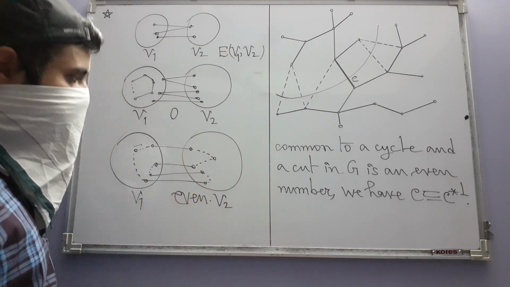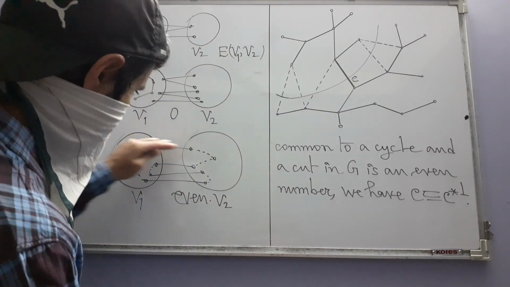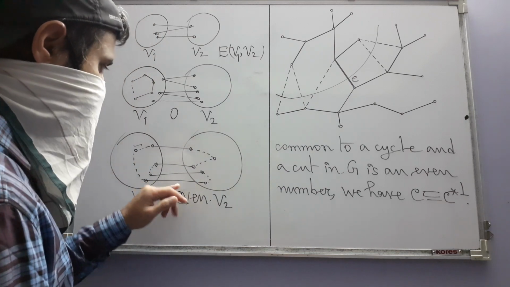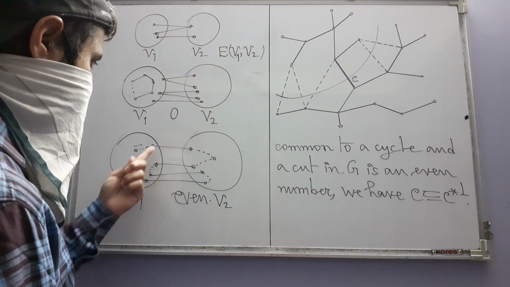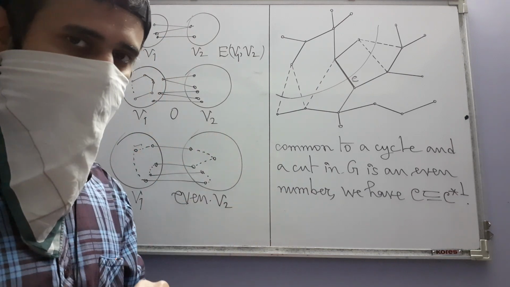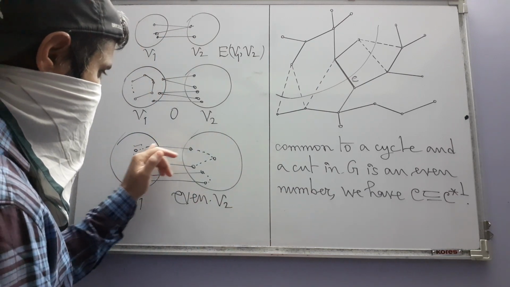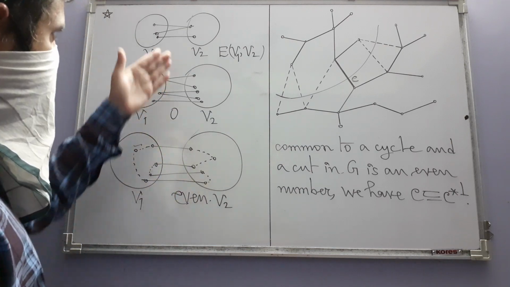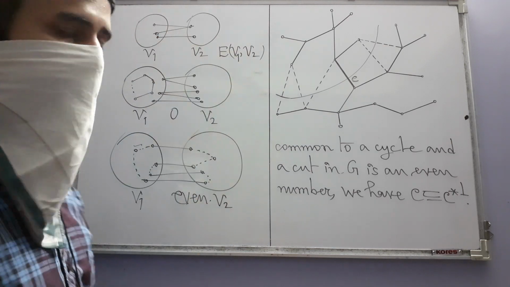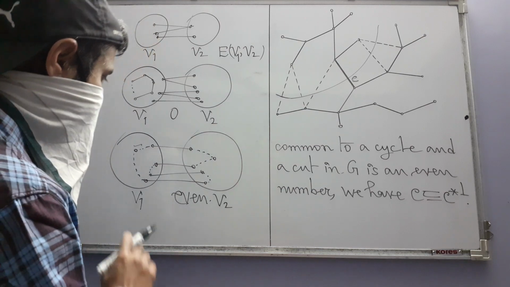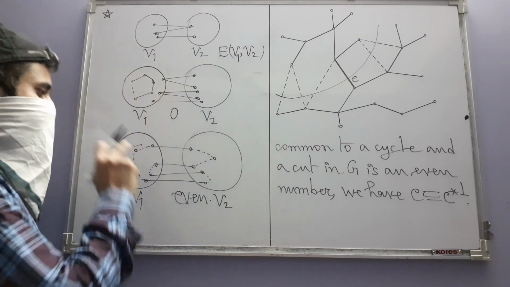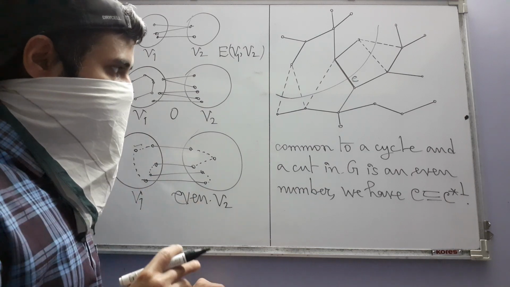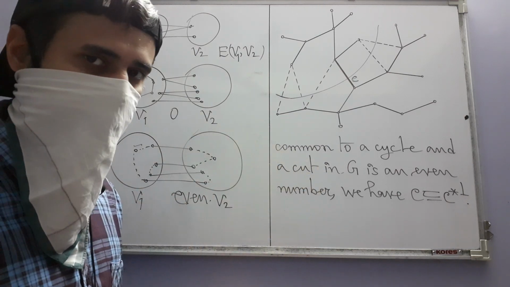But this number is what? These edges are some of the edges in the actual cut. These edges may not be all the edges in the cut, but they definitely belong to the cut itself, that is this set. And that's why the number of edges that are there in both the cycle as well as the cut is even. That's what we have written.